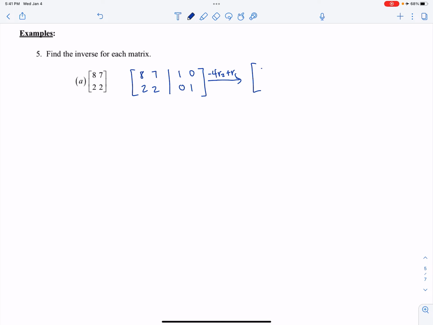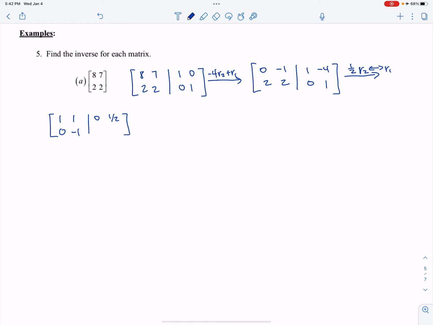So we have 0, negative 1, 1, negative 4, 2, 2, 0, 1. Next, we will switch it with row 1. So we will have 1, 1, 0, 1 half, 0, negative 1, 1, negative 4.